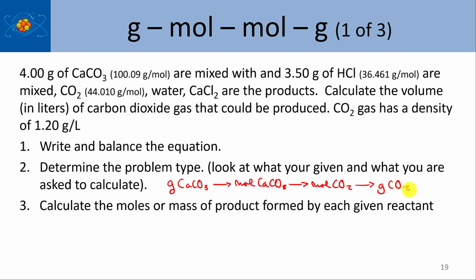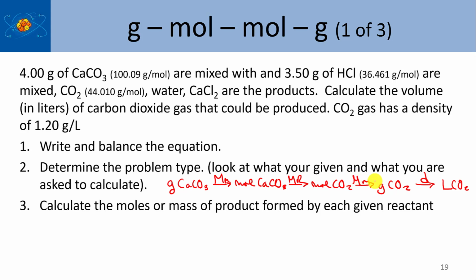Now, you're given density, and remember, density is a conversion factor between mass and volume. So when it says how many liters of carbon dioxide gas could be produced, that's actually one more step. And for that, we'll use the density. The other ones are the standard molar mass, mole ratio, molar mass, like that.